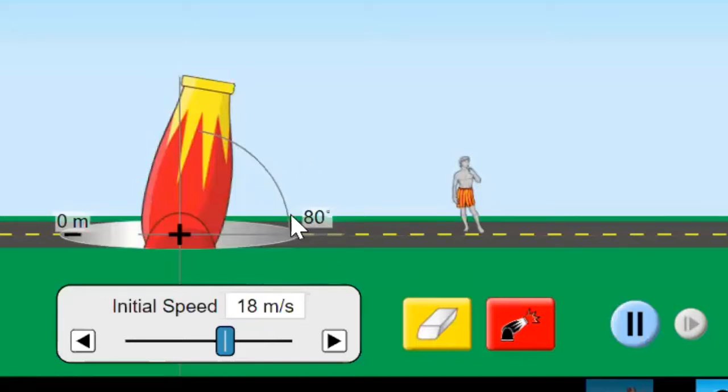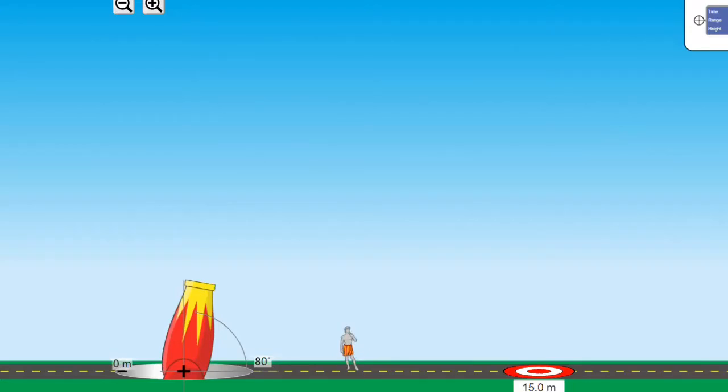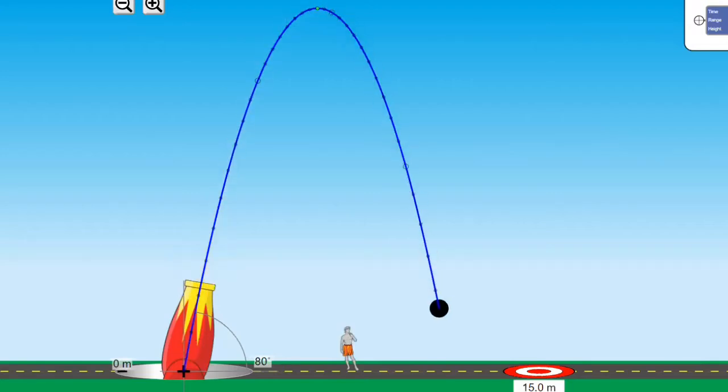Let's start. So as you can see here, I have a projectile, and the angle of launch that I have here is 80 degrees. Initial speed is 18 meters per second, and I chose no air resistance. So I just shoot the cannonball here. And as you can see, the maximum height is from this point that I shoot the projectile to the highest point here.